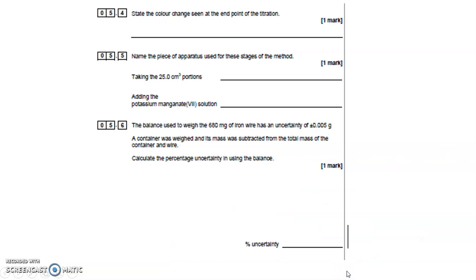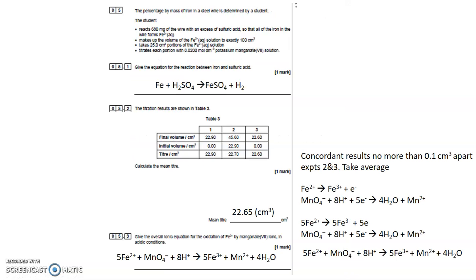State the colour change seen at the end point of the titration. Well, what's actually happening is Mn2+ ions are colourless, or very, very pale pink. They're pretty much colourless. But as soon as I add a drop of manganate(VII) solution, which is purple, it will make the solution purple. So that's how I know that the end point has happened and that all of the Fe2+ has been oxidized to Fe3+. But one more drop of manganate(VII) creates a colour.